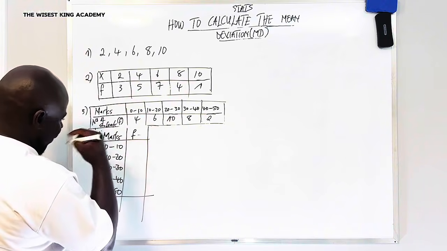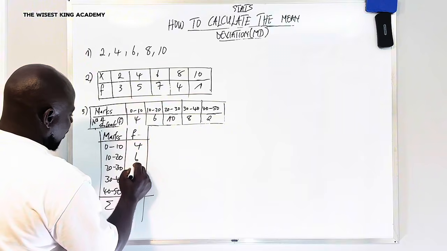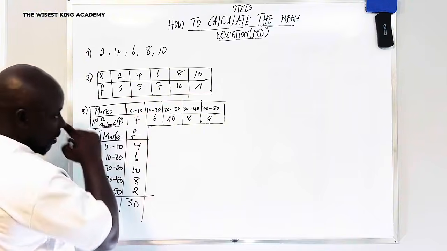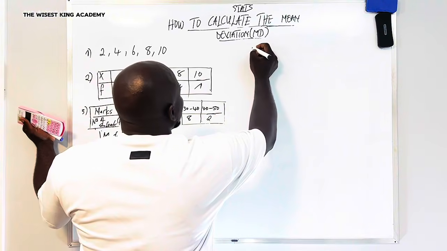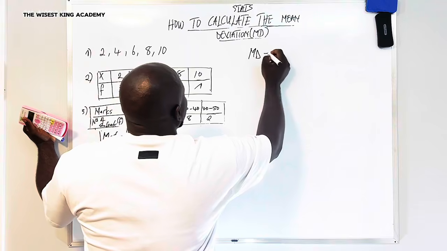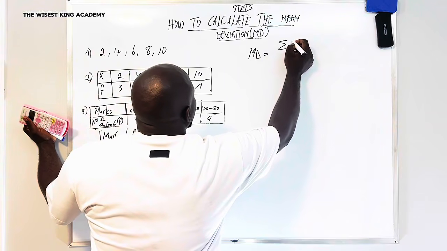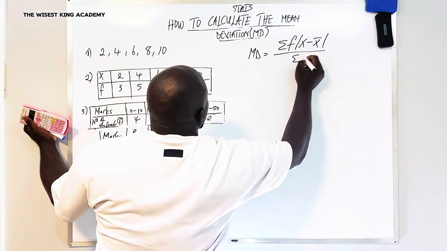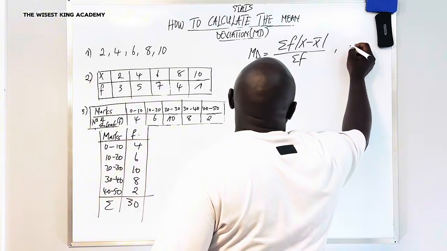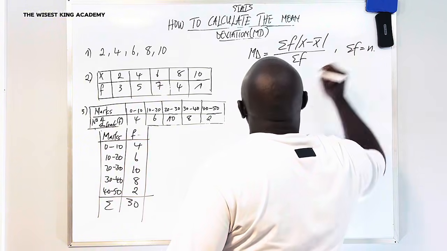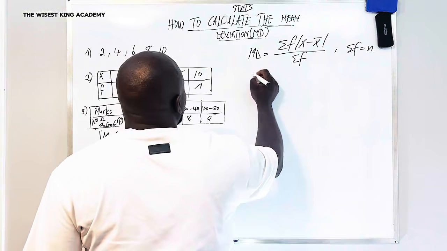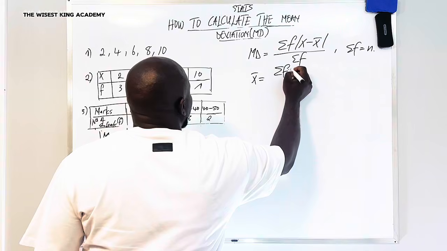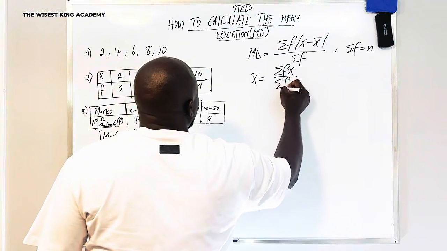We sum our frequencies. We have 4, 6, 10, 8, and 2. Sum of this is 30. So remember, our mean deviation is the sum of f times the absolute value of x minus x bar, all of this divided by summation f. And remember, summation f is equal to what? N. So our step number 1, we need to calculate our mean. Since this is a frequency distribution, it is summation f of x divided by summation f.